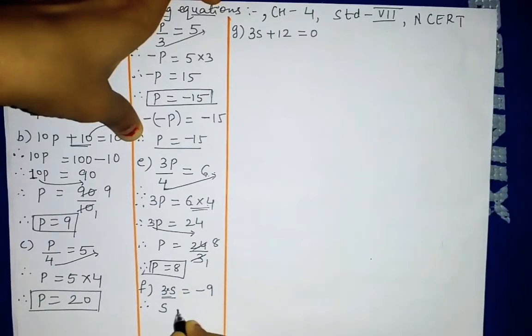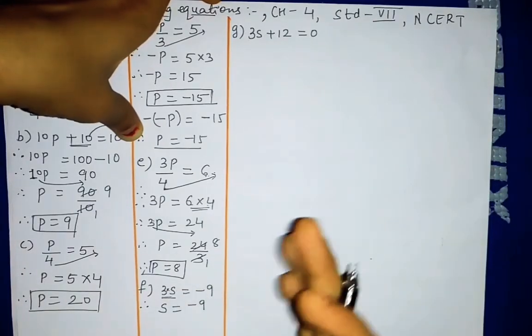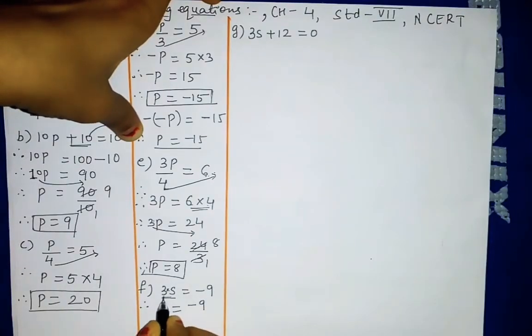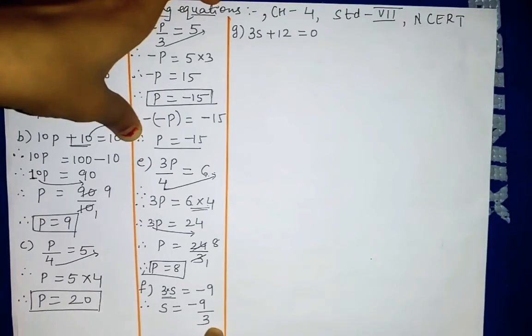So here only s is left, and on this side minus 9 was there. Don't change this part. Whatever is given on the RHS, you don't have to change. That will be as it is. Only this 3 you have to remove from here and write it here. So the 3 which was here, I have written here.